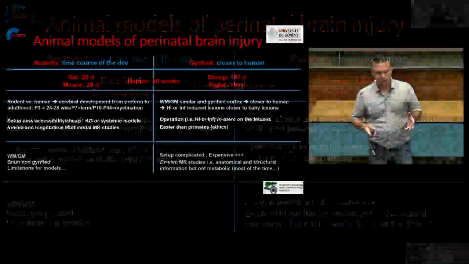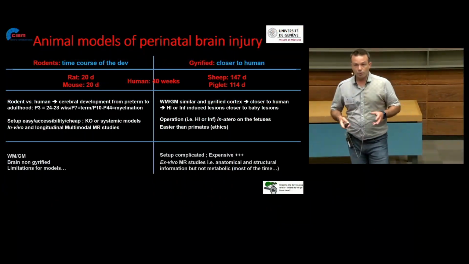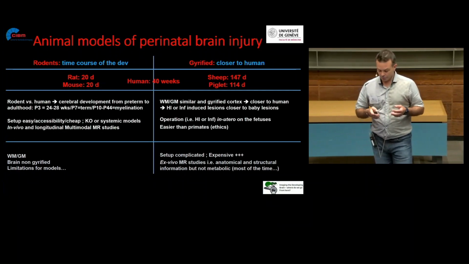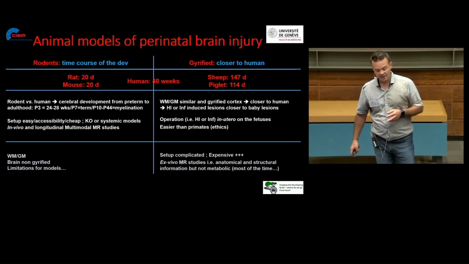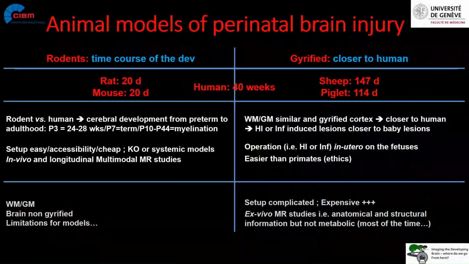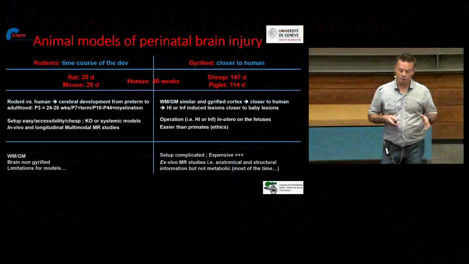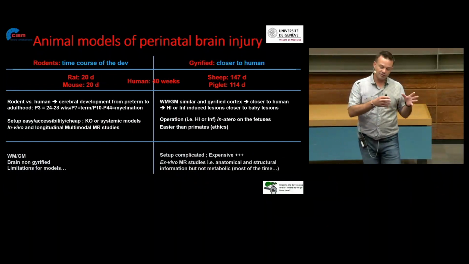So depending on what you want to do, rodents are very useful if you want to study the time course of the development. The gestation is very short, it's 20 days, and you can assess the cerebral development from preterm to adulthood in almost 2 months. A rat pup at postnatal day 3 roughly corresponds in terms of cortical development to a baby born at 24 to 28 weeks of gestation. So postnatal day 7 corresponds to the human term, and from postnatal day 10 to 44, you have the myelination process.